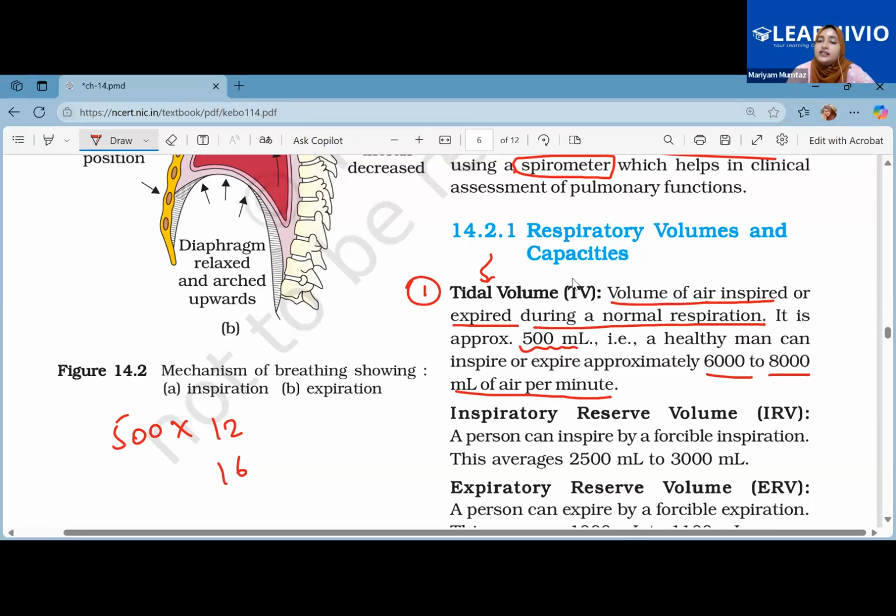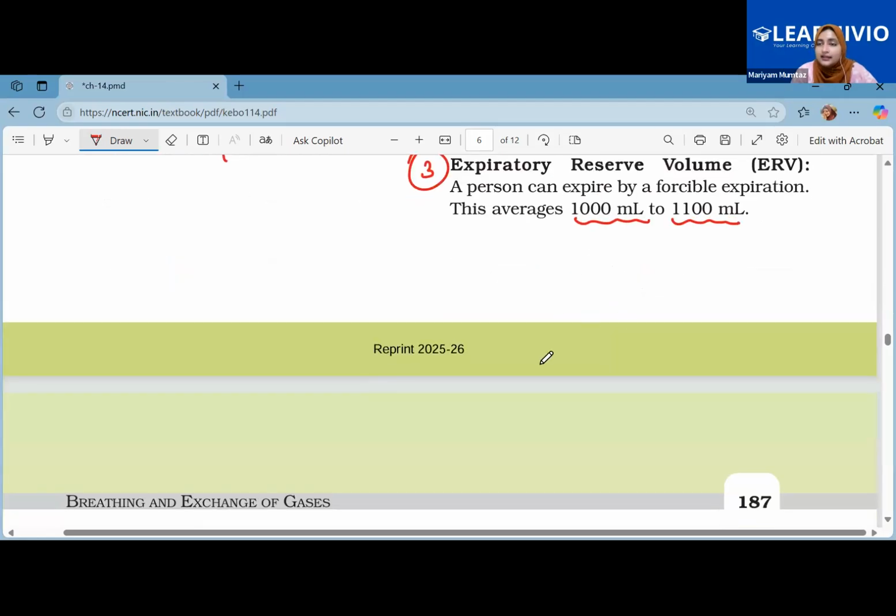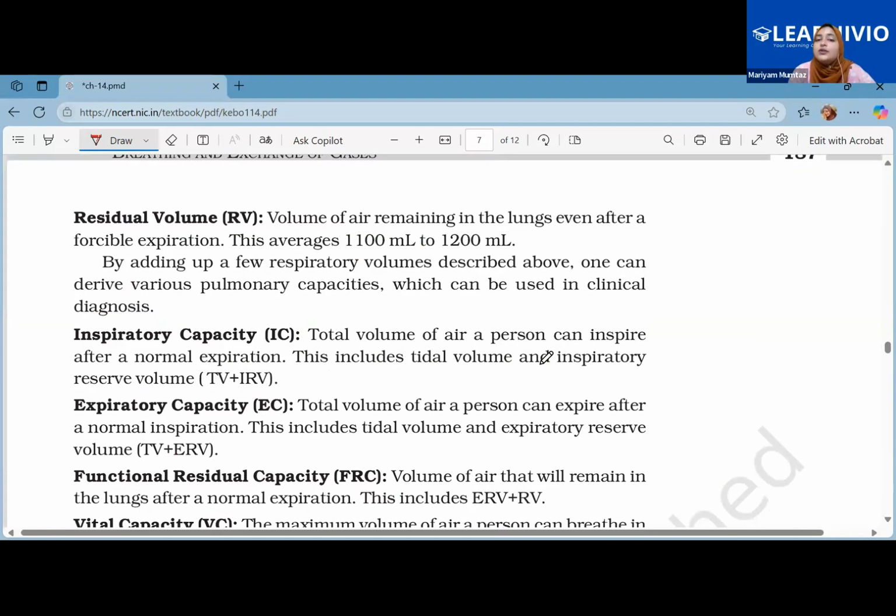After that, there comes the inspiratory reserve volume, IRV. This is when you are deep breathing, like forcefully breathing in. This averages to 2,500 to 3,000 milliliters of air. Expiratory reserve volume is when you're forcefully breathing out. In that case, 1,000 milliliters to 1,100 milliliters. These values you have to learn. There's no way out. Other than that, there comes the residual volume.